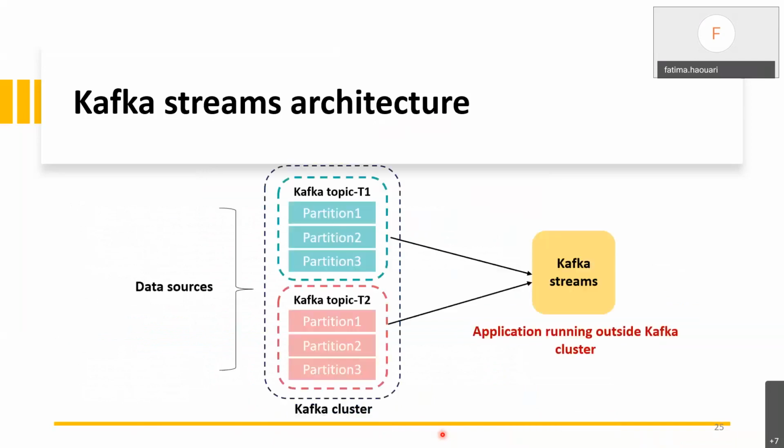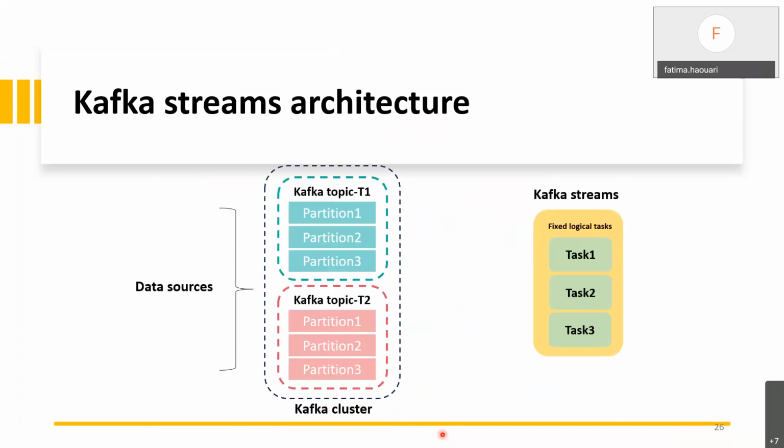Let's assume you have a Kafka Streams application running outside the Kafka cluster, subscribed to and consuming data from two Kafka topics, and each topic has three partitions in this case. What will happen when you run your Kafka Streams application? Kafka Streams will create three logical tasks. Why three? Because the maximum number of partitions in the two topics it's listening to is three. You can think of it as creating three consumers in this case, so we will have three tasks that will consume the data from these partitions.